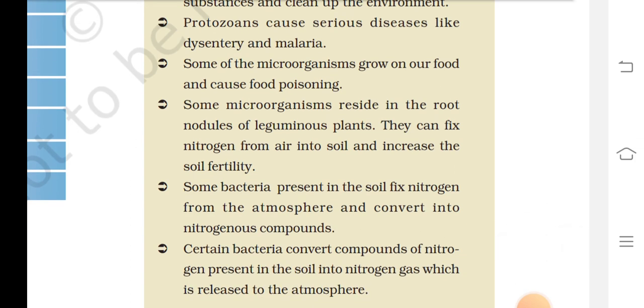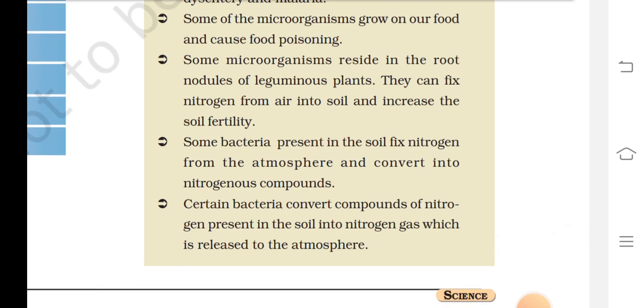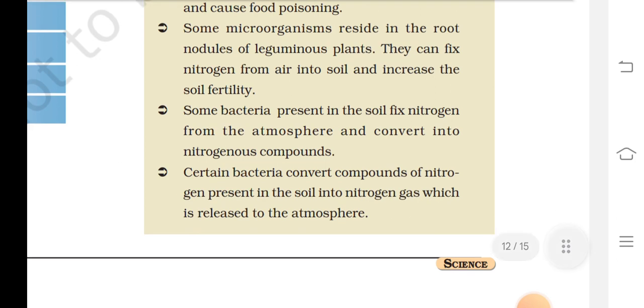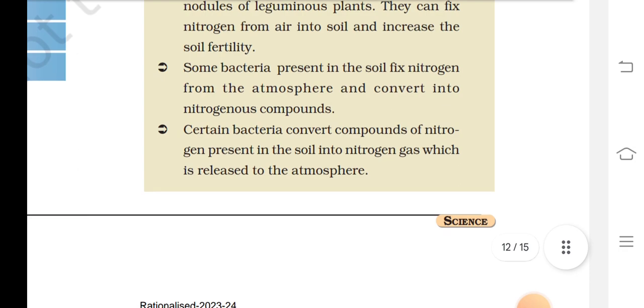Protozoa cause serious diseases like dysentery and malaria. Some microorganisms grow on our food and can cause food poisoning. Some microorganisms live in the root nodules of leguminous plants. They can fix nitrogen from air into soil and increase soil fertility.